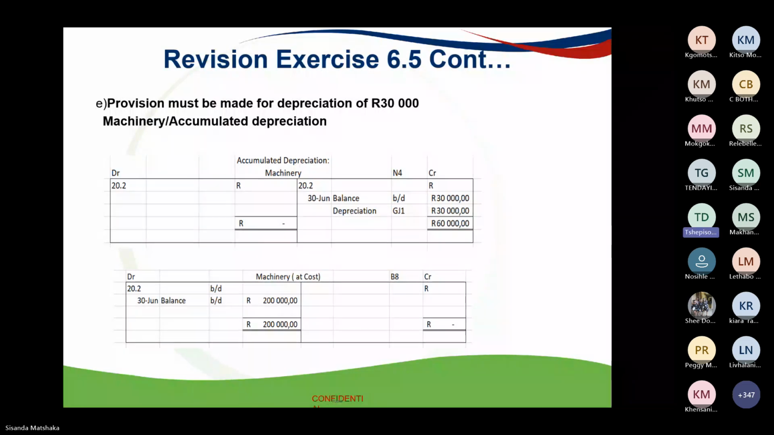Okay, section E: provision must be made for depreciation of 30,000. This particular transaction is going to affect two types of accounts. It will affect your machinery, and it will also affect your accumulated depreciation. Hence, we have the general ledger account of the accumulated depreciation on the machinery, and we also have the general ledger of the machinery at cost.